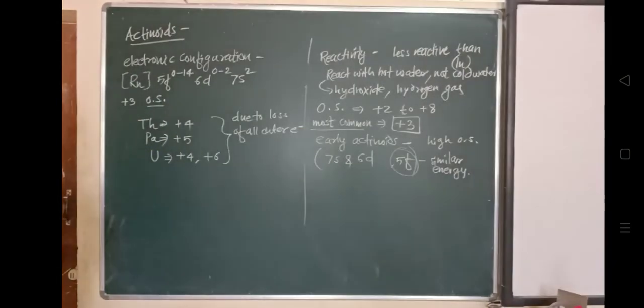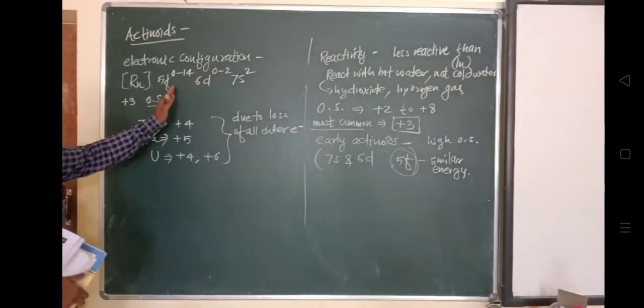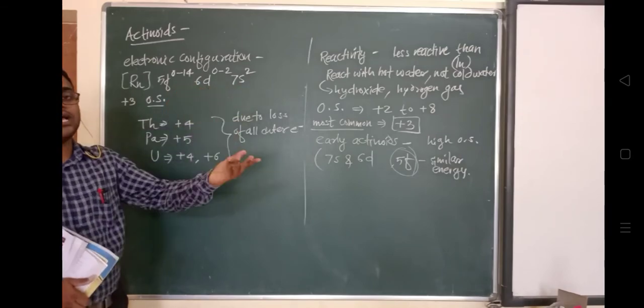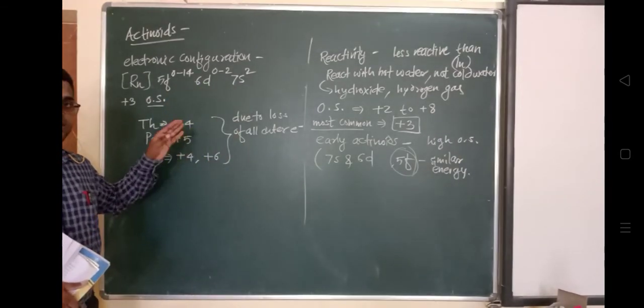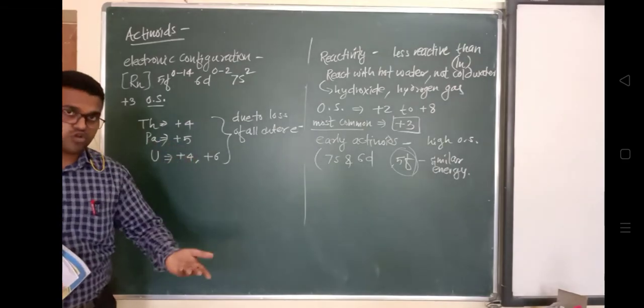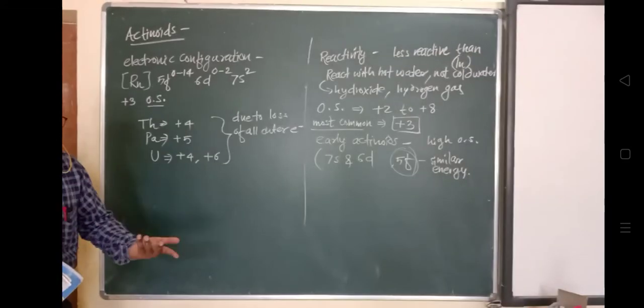तो अभी होगा क्या? If it is showing a +4 oxidation state, it means the last orbital has loss of electrons. This plus oxidation state represents what? Loss of electrons. Okay. And from where will this loss of electrons take place?